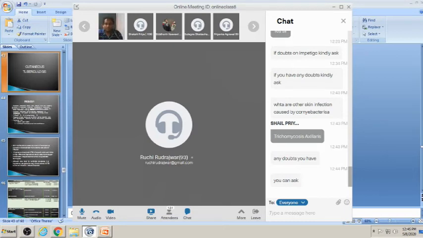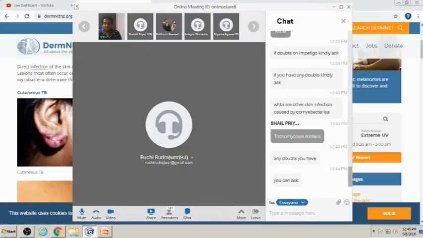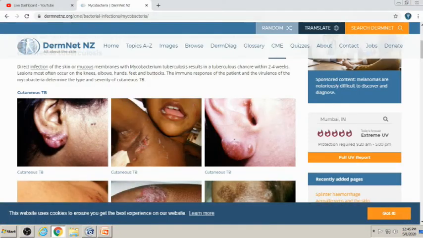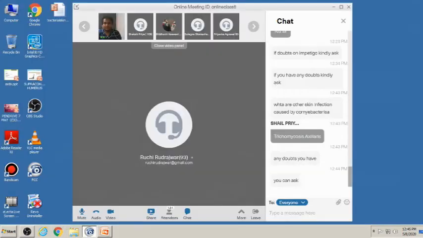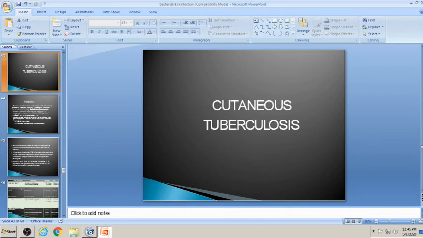Now cutaneous tuberculosis is somewhat rare, even with so much prevalence of pulmonary tuberculosis in the Indian population.